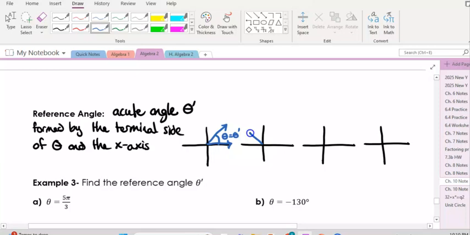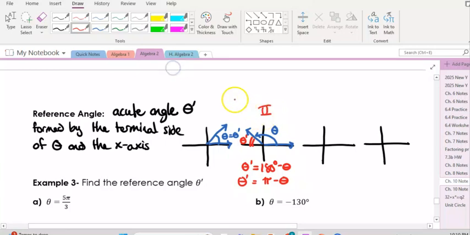All right, if it shows up in quadrant 2, that's like this. So this is theta right here, and then its reference angle is this right here. How you find the reference angle when it's in quadrant 2 is you take 180 degrees minus the original angle, or if you're in radians, you take pi minus the original angle. That's if you're in quadrant 2.